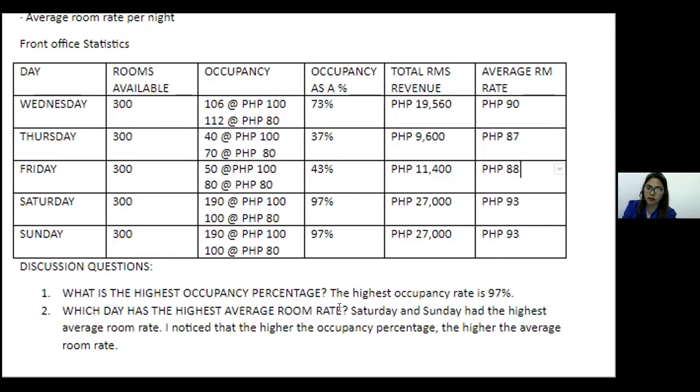Okay, next. Which day has the highest average room rate? The highest average room rate is 93 for Saturday and Sunday. They are the same. So Saturday and Sunday had the highest average room rate. I noticed here that the higher the occupancy percentage, the higher the average room rate.